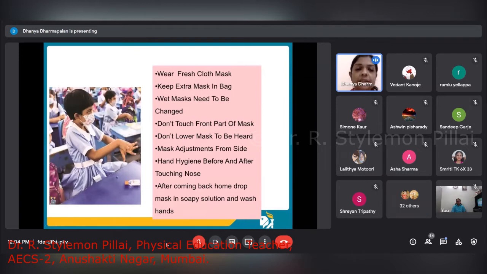And after coming home, you need to head straight towards your wash basin, where you can dip your mask into a cup of soapy solution and wash your hands. That's the first thing to do when you come back home, before you touch the surfaces around the house.